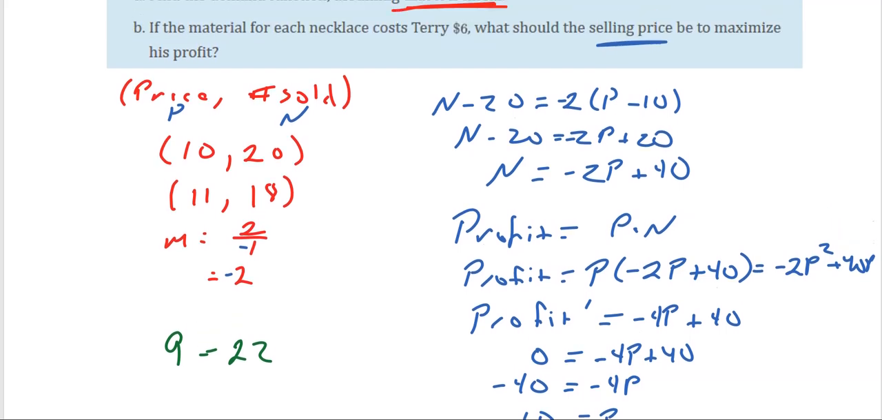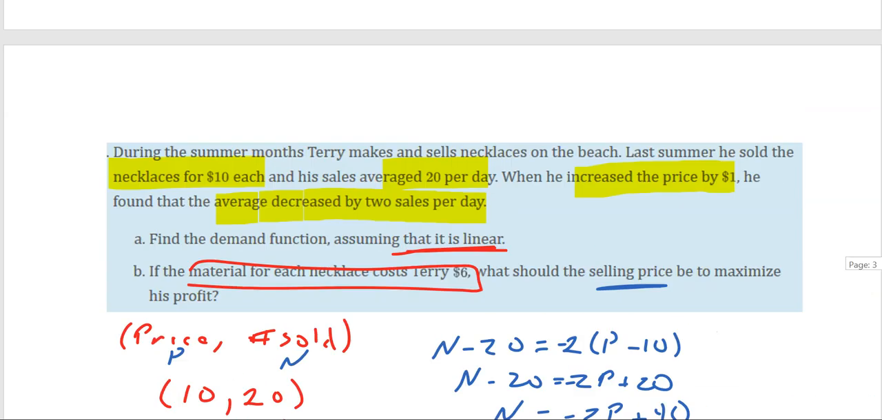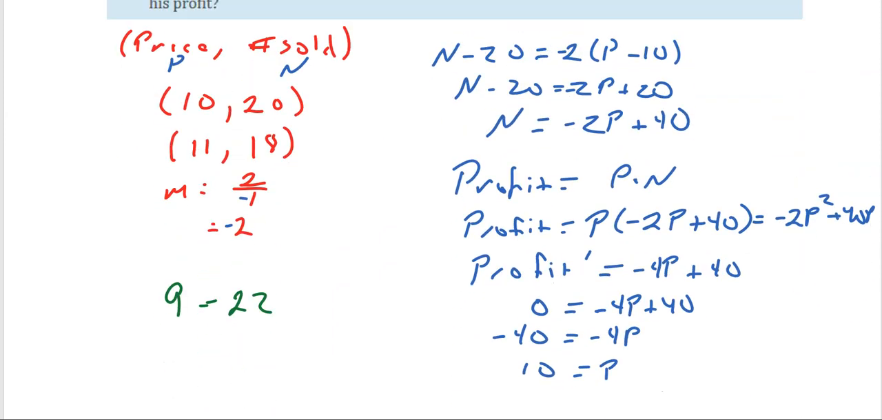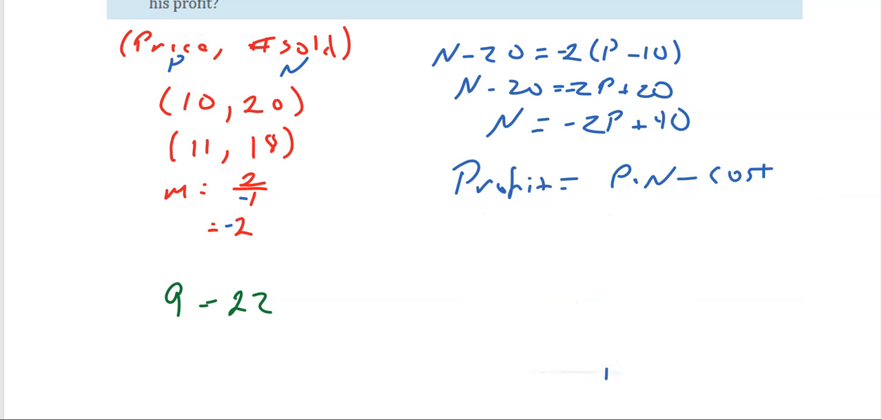I forgot something really, really important because I didn't underline it. I didn't think about it. The material is costing Terry $6. So I actually need to take that out of my profit, don't I? So let me back up to my profit equation because it's the price times the number sold minus the cost. And I did not put that in there. Okay, so let me erase this part. And I'm hoping some of you, if not all of you, actually caught that before I went too far on.